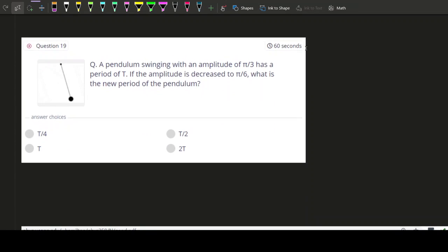Question 19 says you have a pendulum which is swinging with an amplitude of pi over 3. Okay, it's a pendulum, and the amplitude is pi over 3. You should be able to relate it. This is in terms of radian. It's an angle measurement and has a period of capital T. If the amplitude is decreased to pi over 6, so you heard the word decrease, the angle decreased to pi over 6 radian, what is the new period? New period, you can think of it as capital T prime.